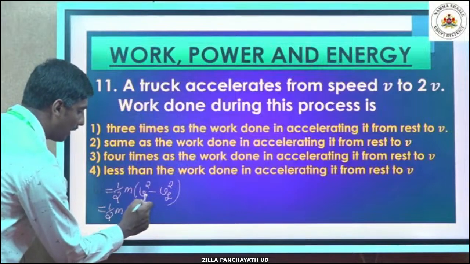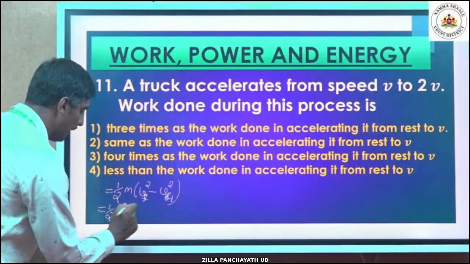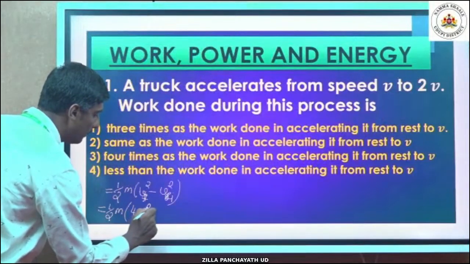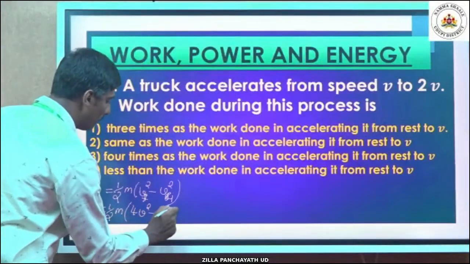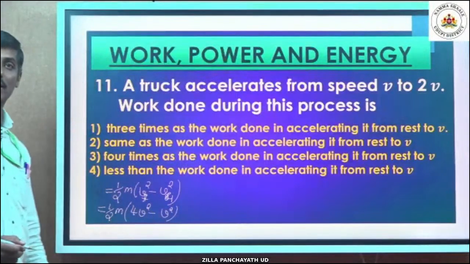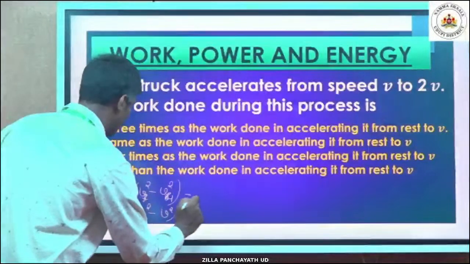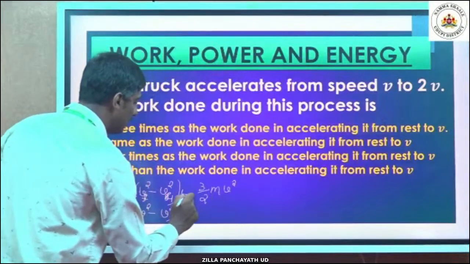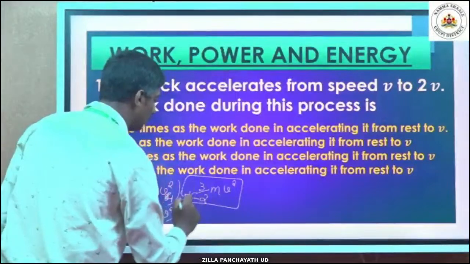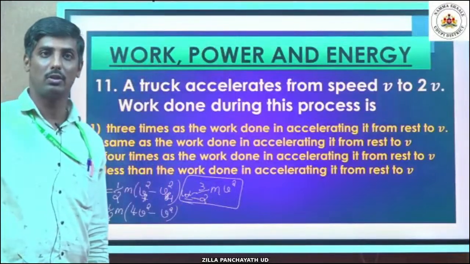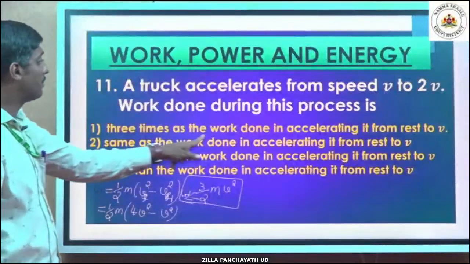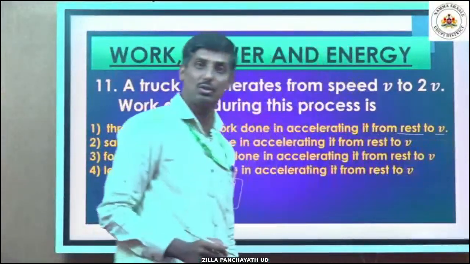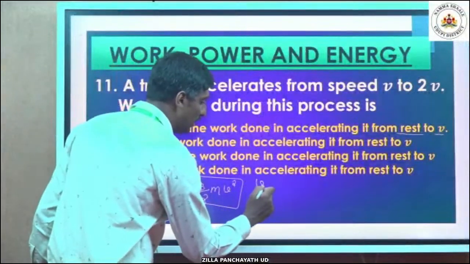It accelerates from v to 2v. So this is equal to half m times vf² minus vi², where vf is 2v. Squaring it, 4v² minus vi², which is v², so 4v² minus v² is 3v². So this becomes 3/2 mv². This is my work done. Work done is 3/2 mv², which is 3 times the work done in accelerating it from rest to v. They are asking to check rest to v. Rest means initial velocity is equal to 0.